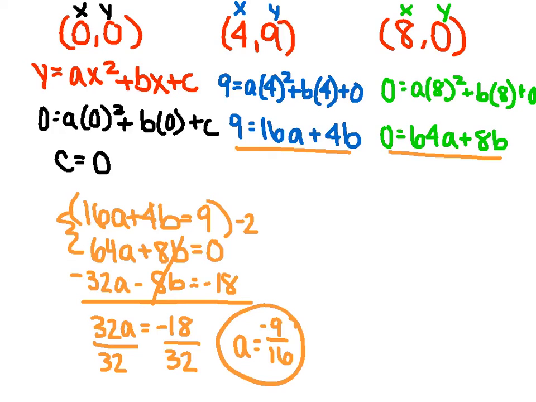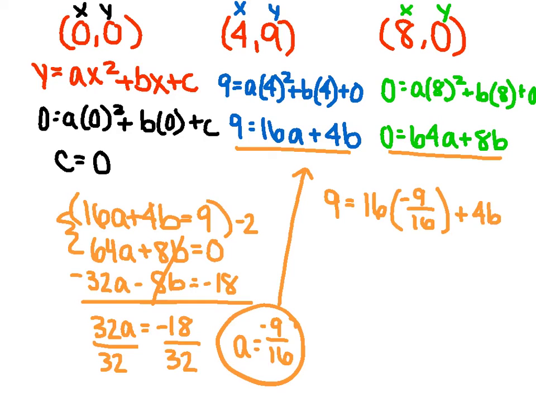Then from there, go back to one of your equations and plug the a value in. If you want, you can just put 16 times negative 9 over 16 in a calculator. But don't forget, this just cancels out, giving us 9 equals negative 9 plus 4b.